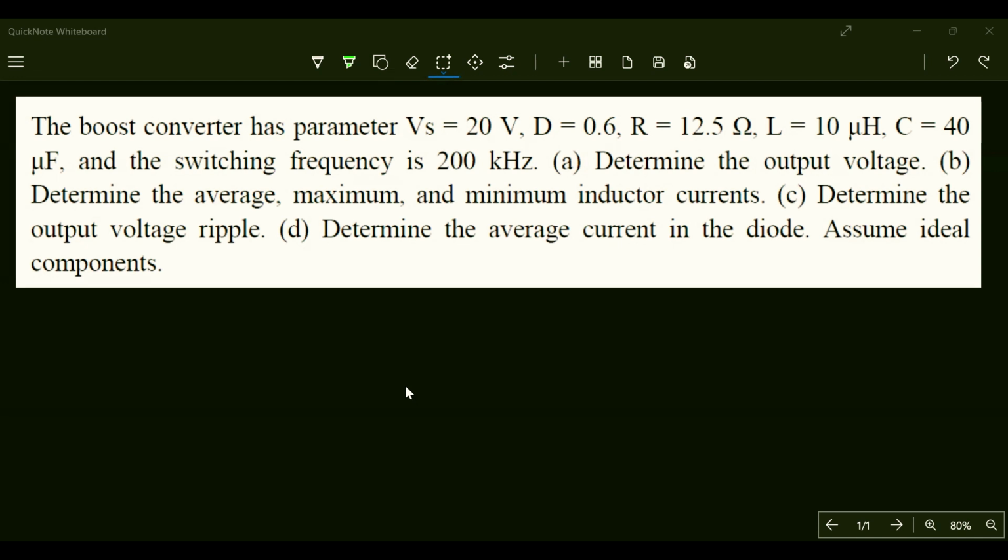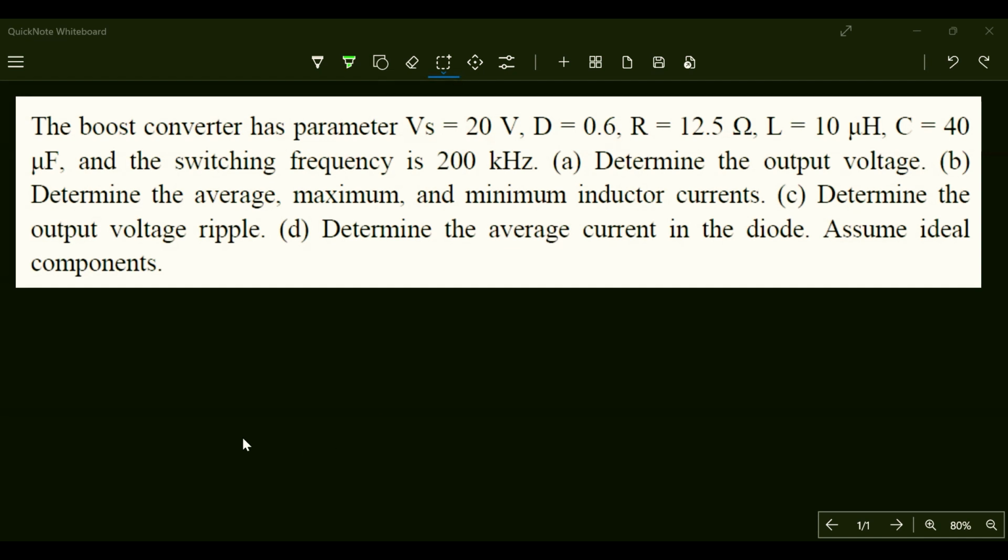So for the first part of the question, you have to determine the output voltage, the average, maximum, and minimum inductor currents, the output voltage ripple, and then the average current in the diode, assuming that it's ideal components. So let's get started.